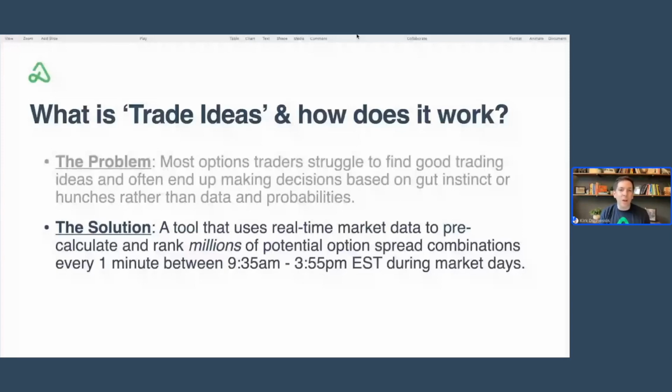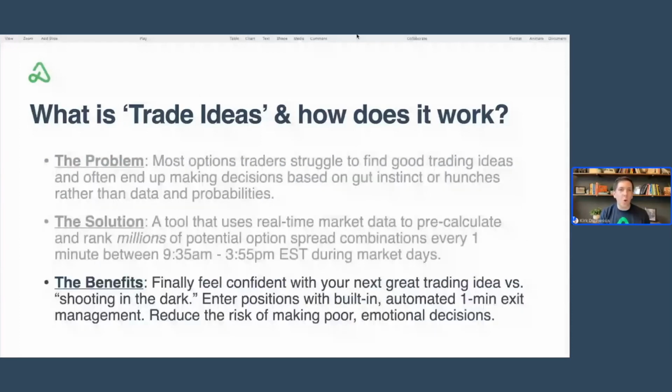But the tool is there to do the hard, heavy lifting, or at least most of the heavy lifting for you, of crunching the numbers and trying to surface better opportunities that might be acceptable to you. Okay, so that's what our team developed and put together. It's amazing. The benefit to you then is hopefully you feel more confident with your next idea.